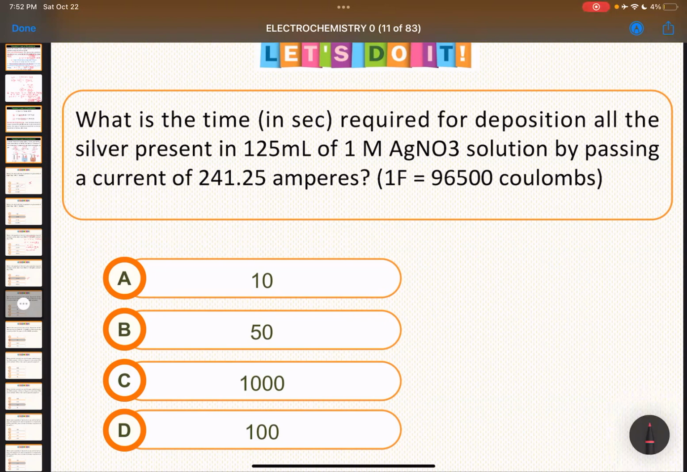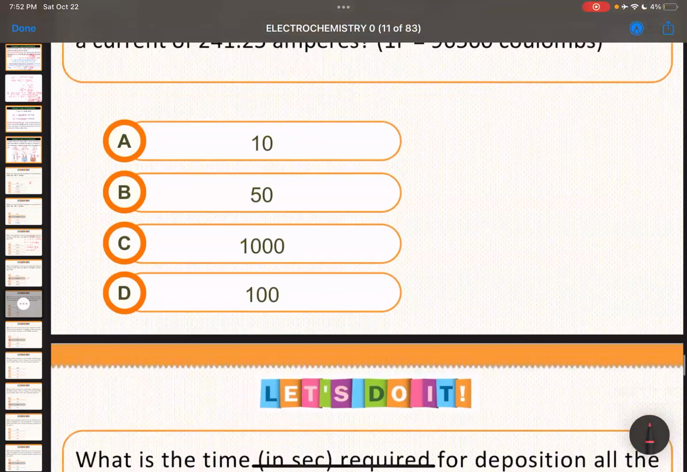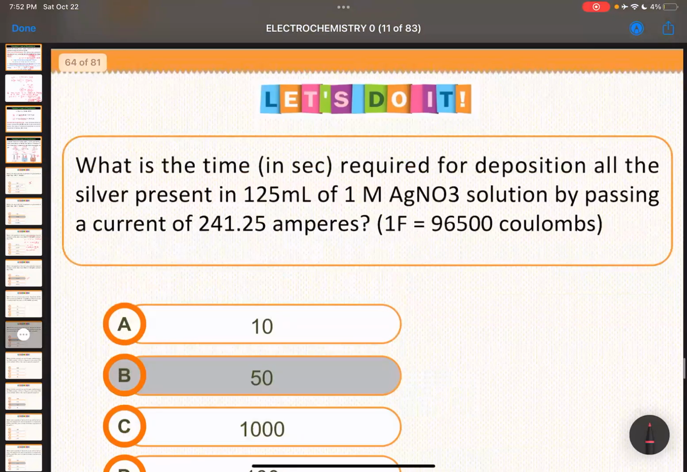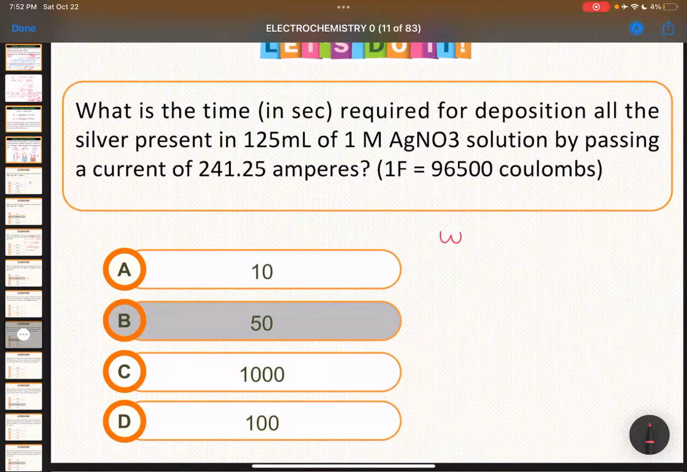What answer are we going to get? Yeah, Memuna. Which one? B, C, D. C. Okay. So let's check the answer. No, not C. Just check your calculation. It's option B. Okay. So W equal to ZIT.